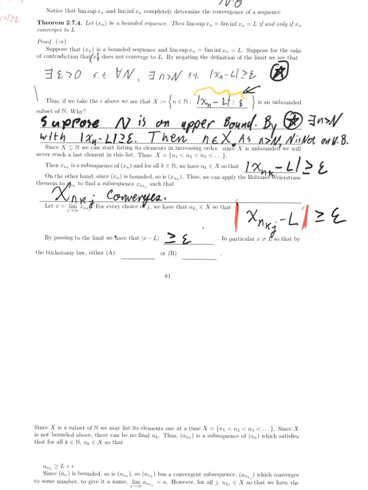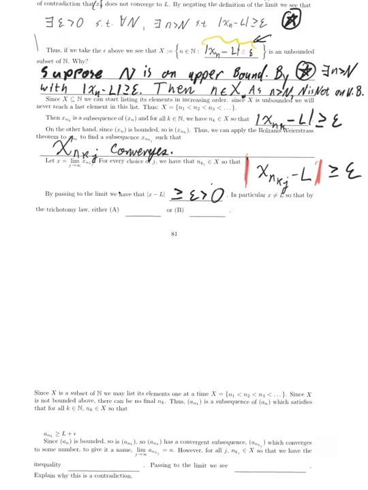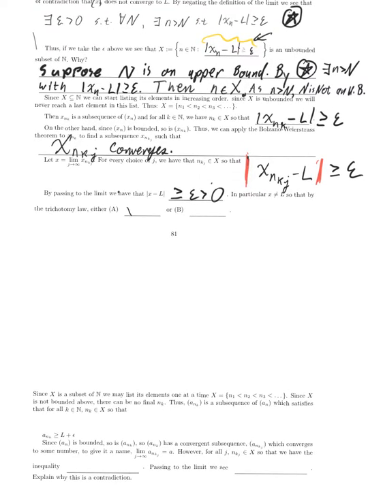In particular, x is not equal to L, because this epsilon is bigger than 0. So the absolute value of x minus L is bigger than 0. That means x is not equal to L. So by the trichotomy law, there are two cases. Either x is bigger than L, or x is less than L. Oops.